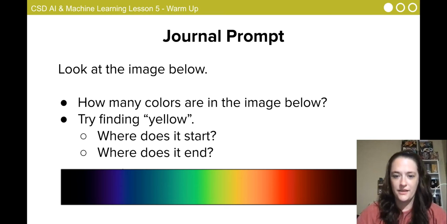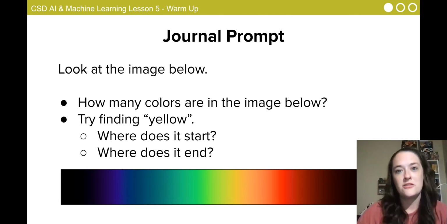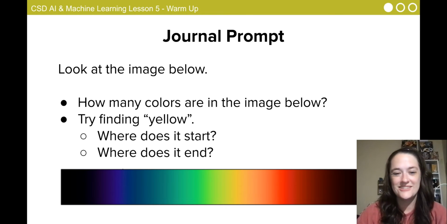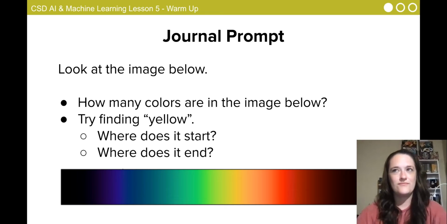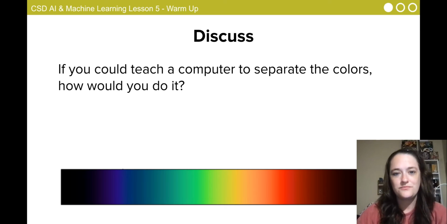If you are thinking there's not an exact way to tell where yellow starts or where it ends, then you might be right. If you're thinking along the lines of RGB codes, that's how you would tell where yellow starts and where yellow ends, you also might be right. There's not necessarily a right or wrong answer. If you could teach a computer to separate these colors, how would you do it?